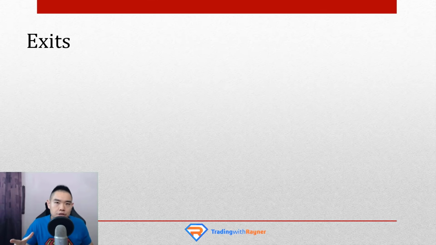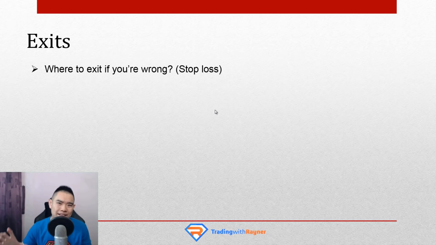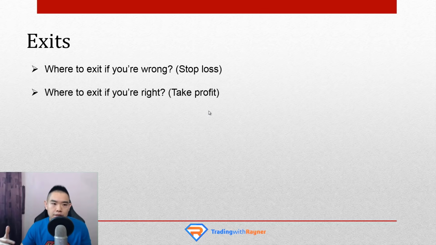Okay, so in this section, it's all about exits. And when it comes to your exits, there are two parts to it. First part is this. Where do you exit if you're wrong? This is also known as your stop loss. Number two, where to exit if you're right. This is also known as your take profit. So let's study stop loss first, right? Where do you set a proper stop loss, right, when you're trading so you don't get stopped out too early?